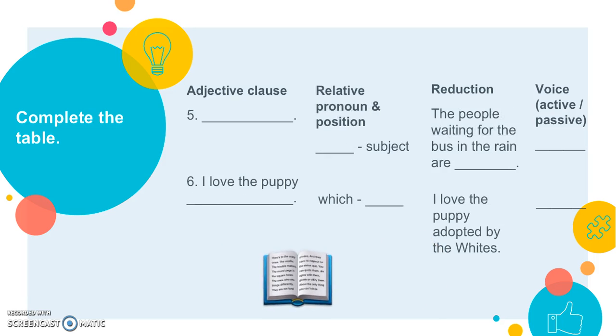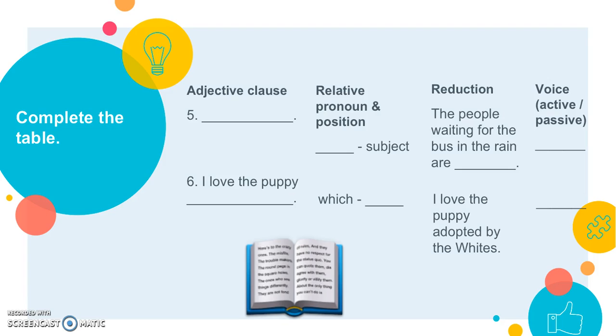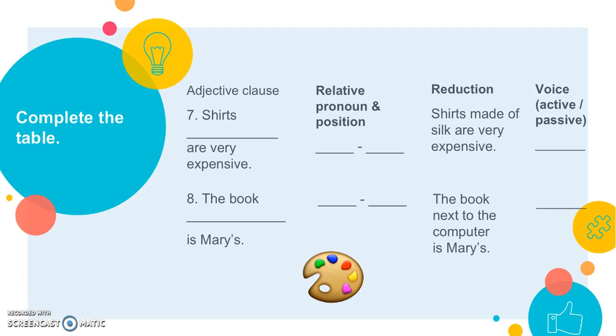Now you should move to the next 2 questions. And do not take too much time for this. Do not forget to underline the adjective clauses and reductions. Now, questions 7 and 8. You can slow this video down by pausing it and get back to it when you are done. But remember, don't be too long. You're almost done. These are the last two.